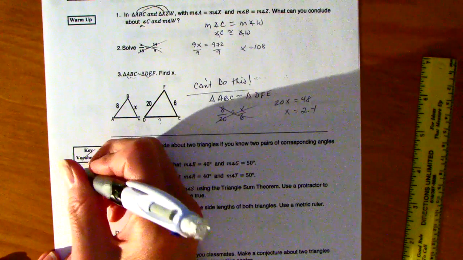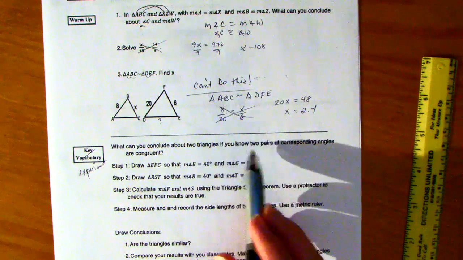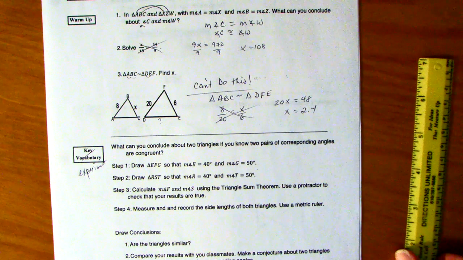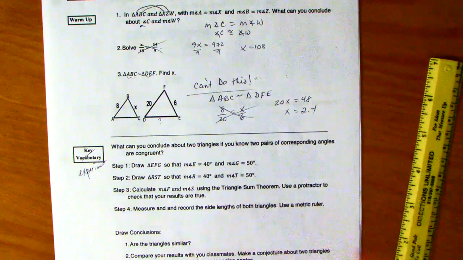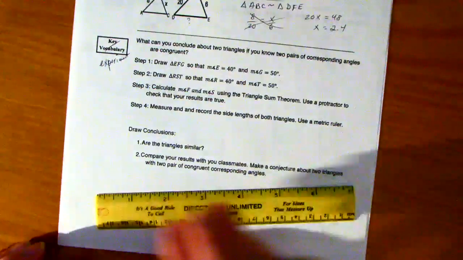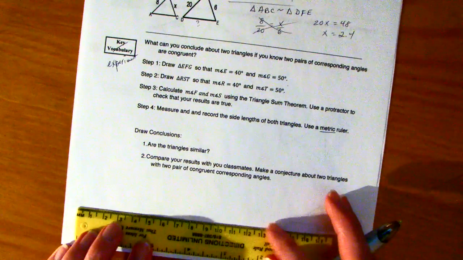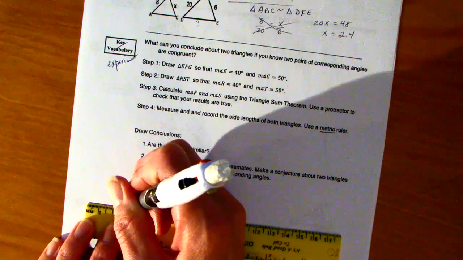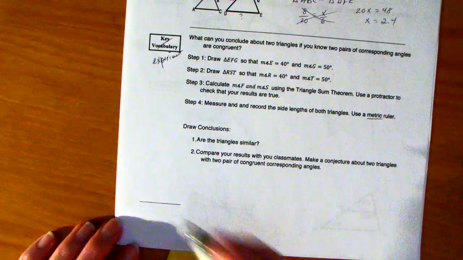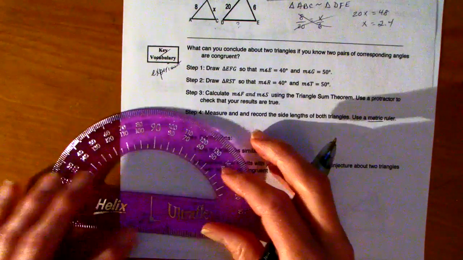All right, so we have a little experiment here. What can you conclude about two triangles if you know that two pairs of corresponding angles are congruent? Draw a triangle EFG so that the measure of angle E is 40 and the measure of angle G is 50. It doesn't matter how long we make this segment. I think I said use a metric ruler. Yep, right here. So we're going to make this just 3, so there's 1, 2, 3 centimeters long. You see that? And I'm going to call this angle E. This is kind of bent. I don't know if you can see how bent it is. Okay, let's see if we can make it work.